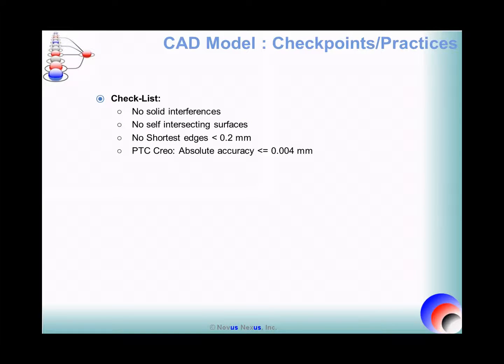Here are some checkpoints to follow during CAD modeling. There should not be any solid interference or self-intersecting surfaces in the model. Eliminate any edges below 0.2 mm in your CAD model. Apart from the above, the PTC Creo model should be prepared with absolute accuracy, preferably below 0.004 mm.